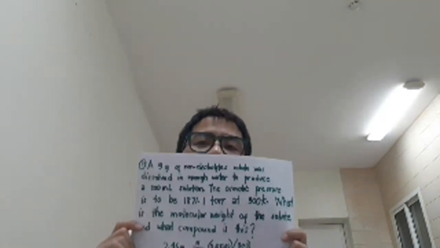So it is 0.005 mole. Now you divide the 9 grams automatically by the 0.05.